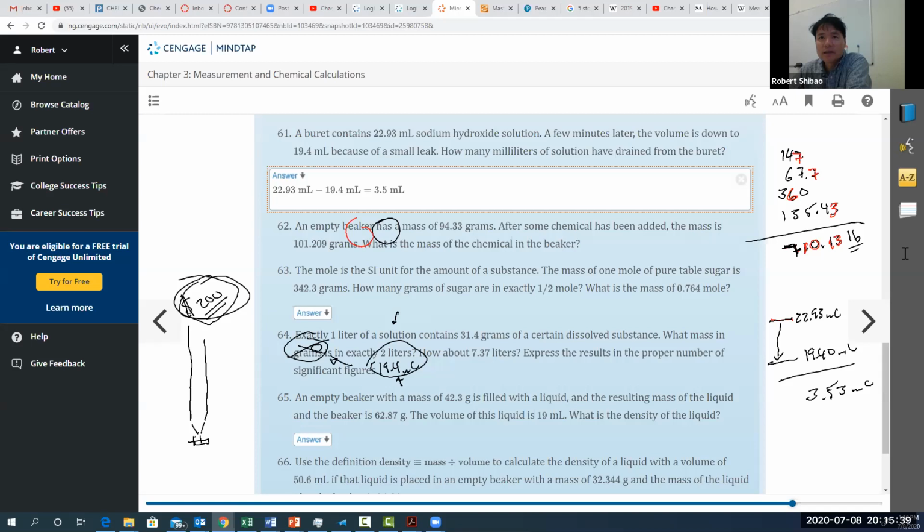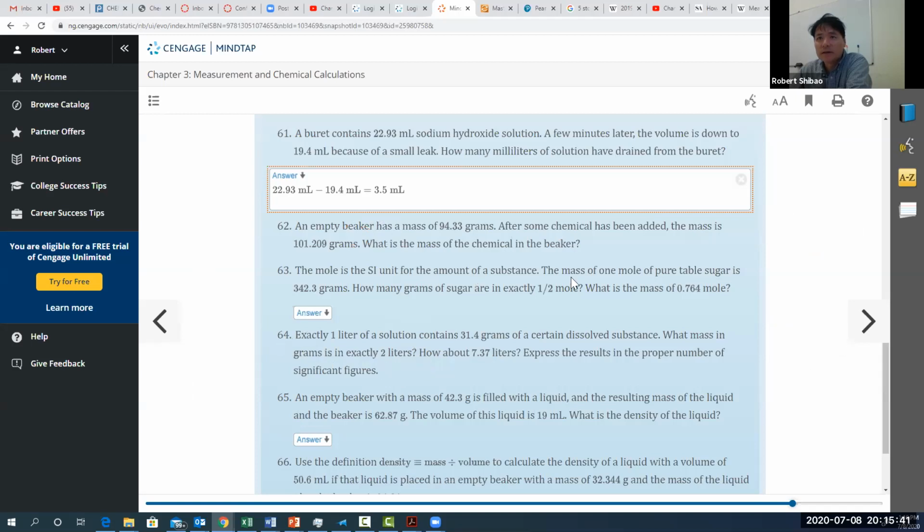The mole is the SI unit for the amount of substance. Okay, so this is kind of a new unit. And SI, what does SI stand for again? Yeah. Good.